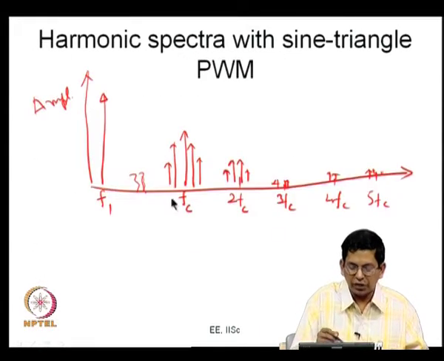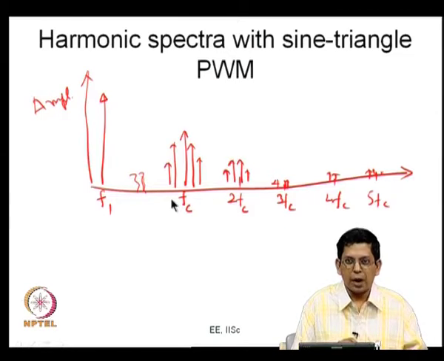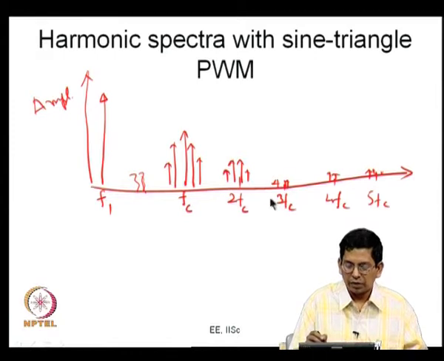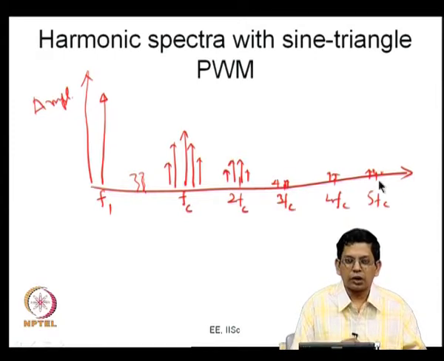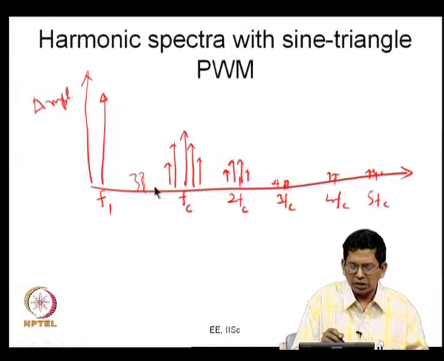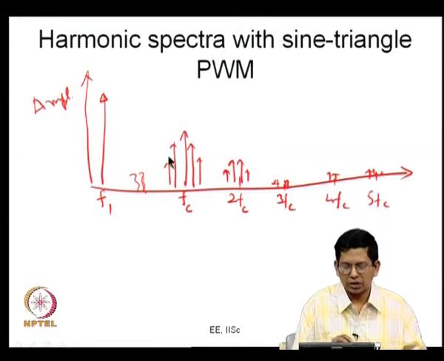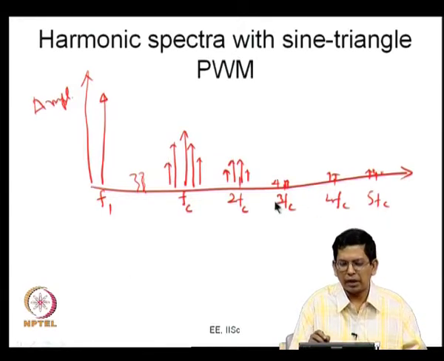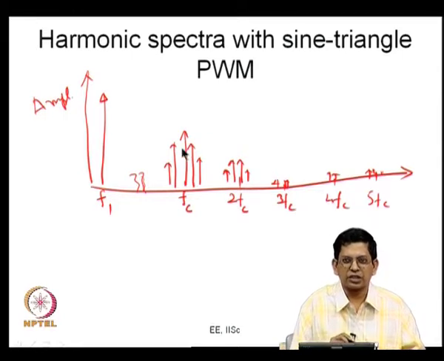The components around Fc you can call the first sideband, and the components around 2Fc you can call the second sideband, then the third sideband, fourth sideband, fifth sideband and so on. I would normally say the first two sidebands should suffice, because the amplitudes of the third, fourth and fifth sidebands might be lower than those of the first and second sidebands.